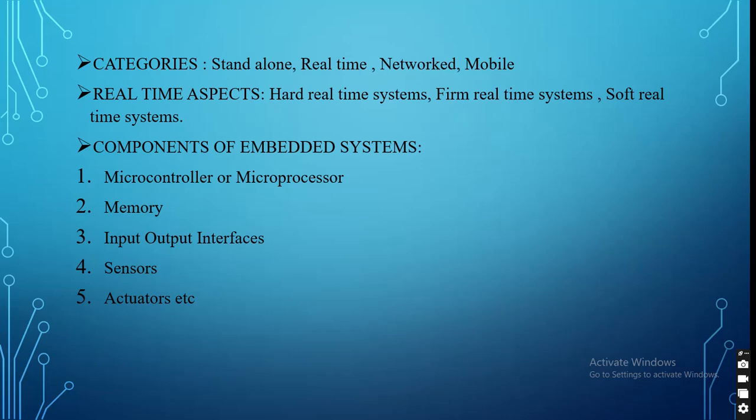Coming to mobile, embedded systems are movable. An example is a car. A hybrid embedded system falls under different categories. An example is a robot.